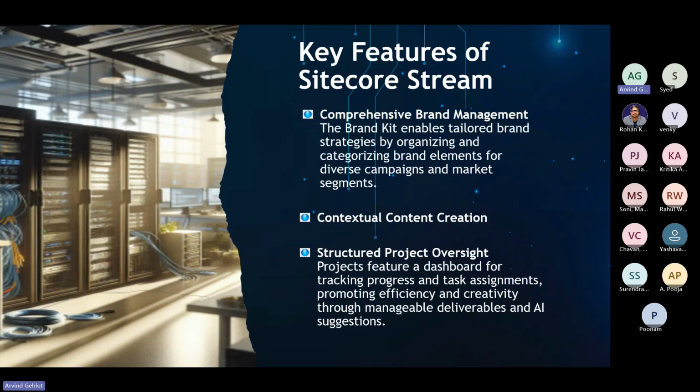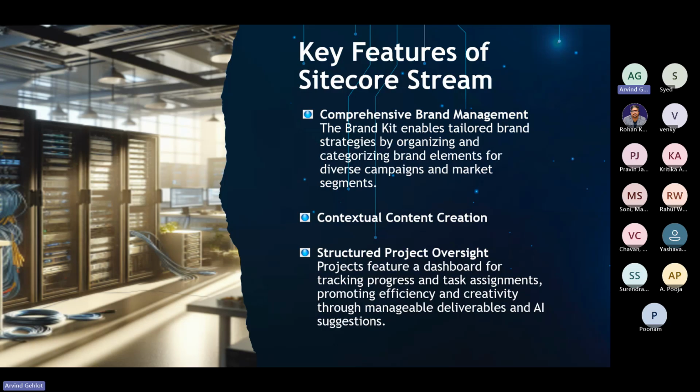Let's examine some of Sitecore Stream's key features. The very first thing is comprehensive brand management with Brand Kit. The Brand Kit is a key term in Sitecore Stream. Brand Kit helps create customized brand strategies by organizing brand assets, enabling teams to align content across campaigns and market segments. So we'll discuss how it can impact content creation strategies and how well it can be managed under Sitecore Stream.